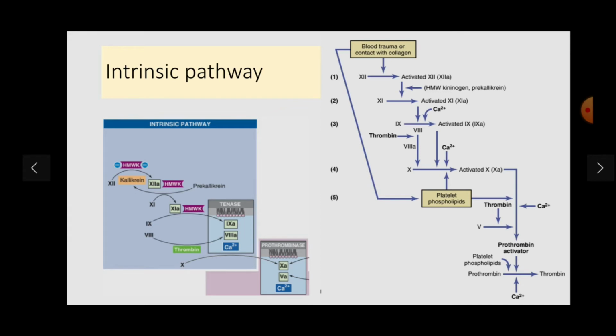The intrinsic pathway of blood coagulation is activated whenever there is trauma to the blood itself or exposure to collagen.